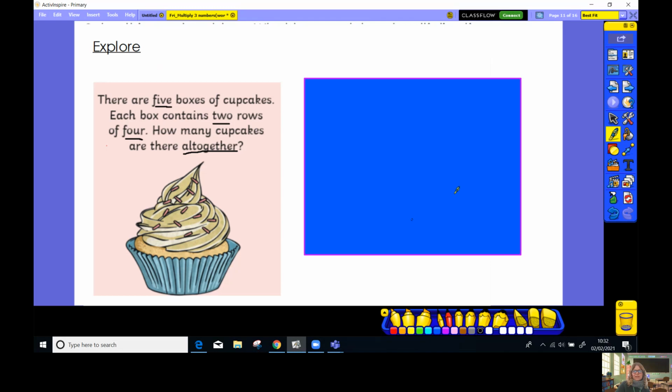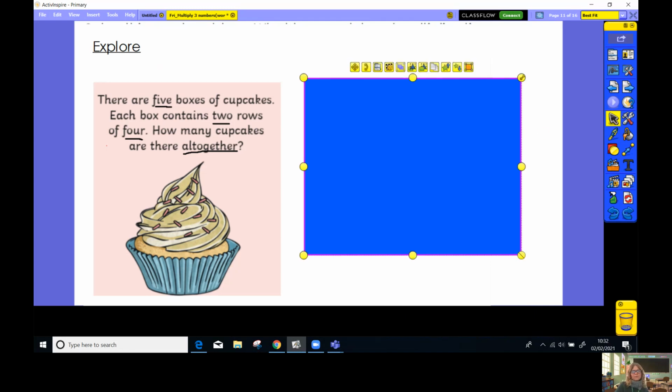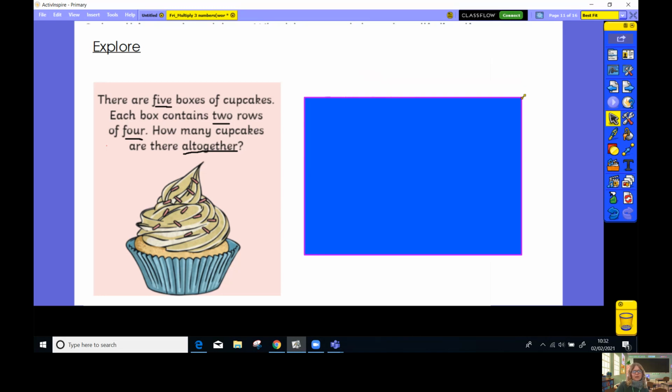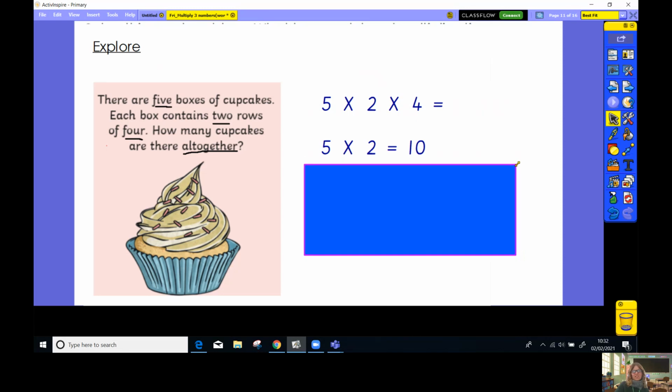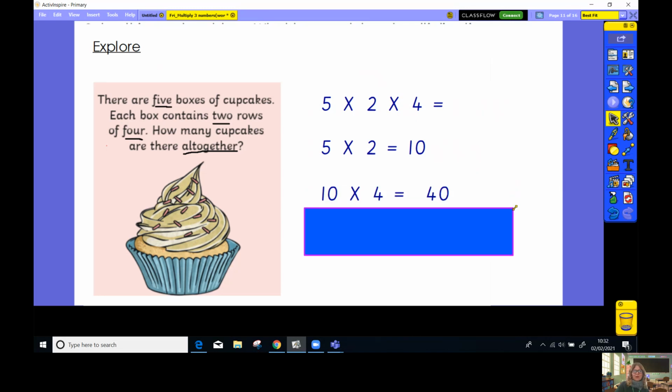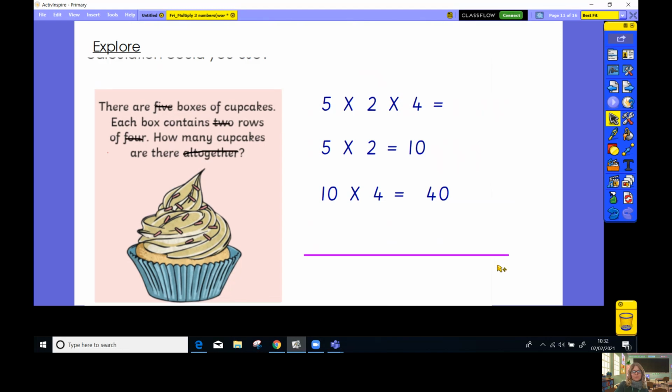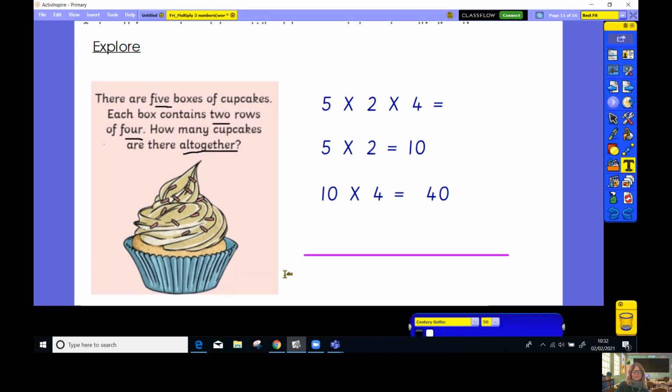So let's have a look. What is my calculation going to be? Why don't you pause the video now and write down what calculation you think it would be? Well done. Okay, so my calculation would be 5 multiplied by 2 multiplied by 4. I'm going to start off with 5 multiplied by 2. That's a really easy calculation for me to do because 5 times 2 I know is 10. Now I'm going to take that 10 and multiply it by 4. I know that 10 multiplied by 4 equals 40. Therefore I know that there are 40 cupcakes altogether. I'm going to write a sentence now that says that.